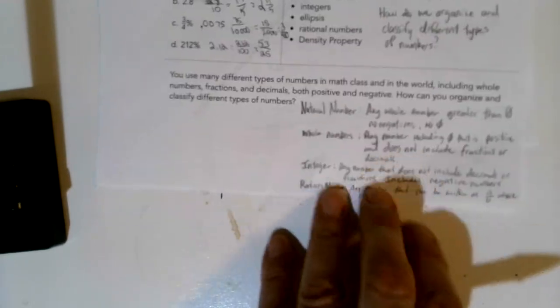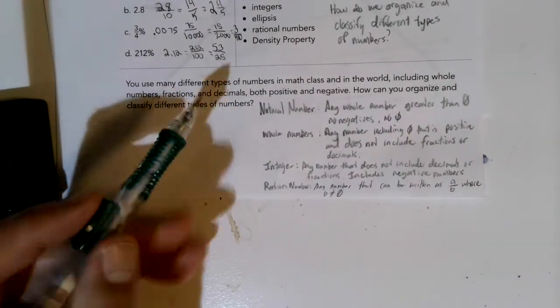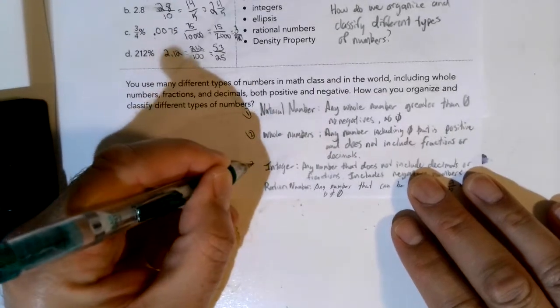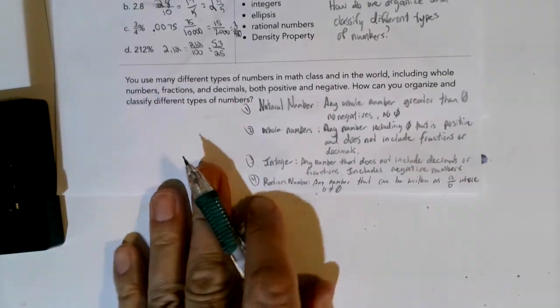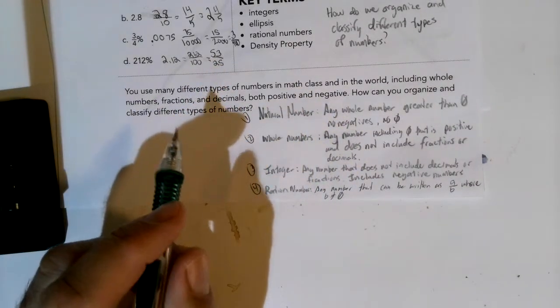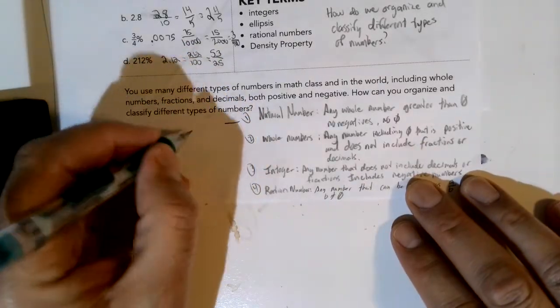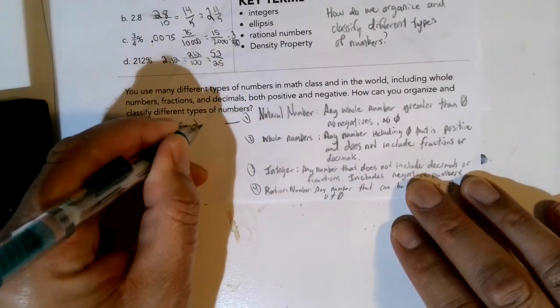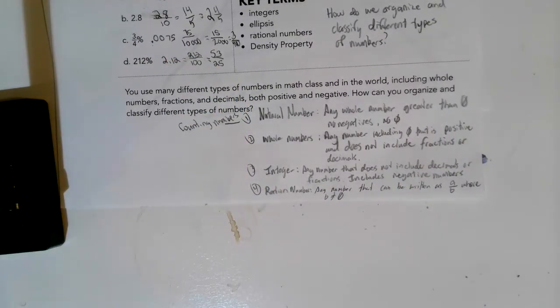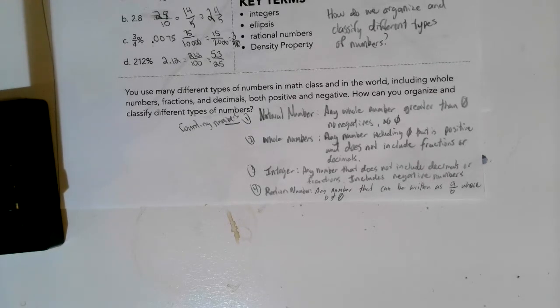Now, I'm going to give you 4 definitions, and then we're going to go over them together. We have 4 different types of classifications of numbers. A natural number is just any whole number greater than 0. No negatives, no 0. These are just our counting numbers: 1, 2, 3, 4, 5, 6, 7, 8, 9, 10, and so forth. Not including 0, not including negatives.